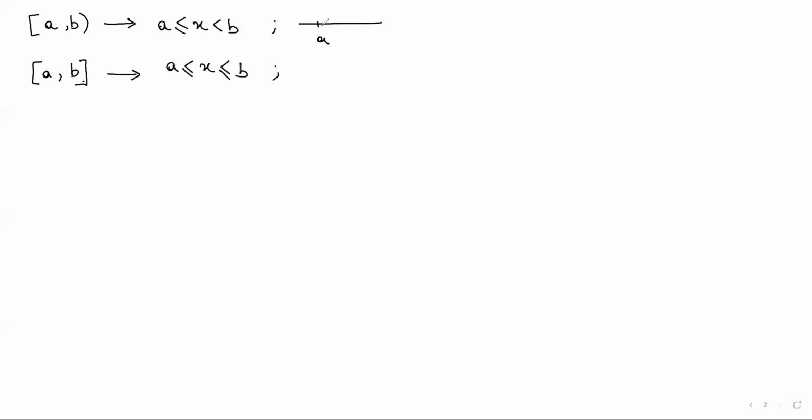The next notation is [a, b), and the last one is [a, b]. By our understanding by now, we know that A is less than or equal to x less than B: A is included, B is excluded. And A less than or equal to x less than or equal to B. This is what it means. So even on the number line, you will be including A but excluding B, and including all the points in between A and B.